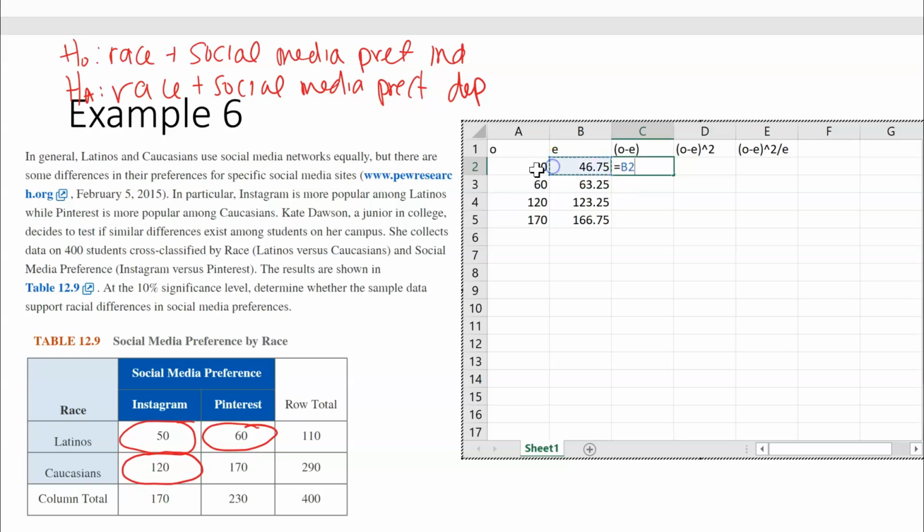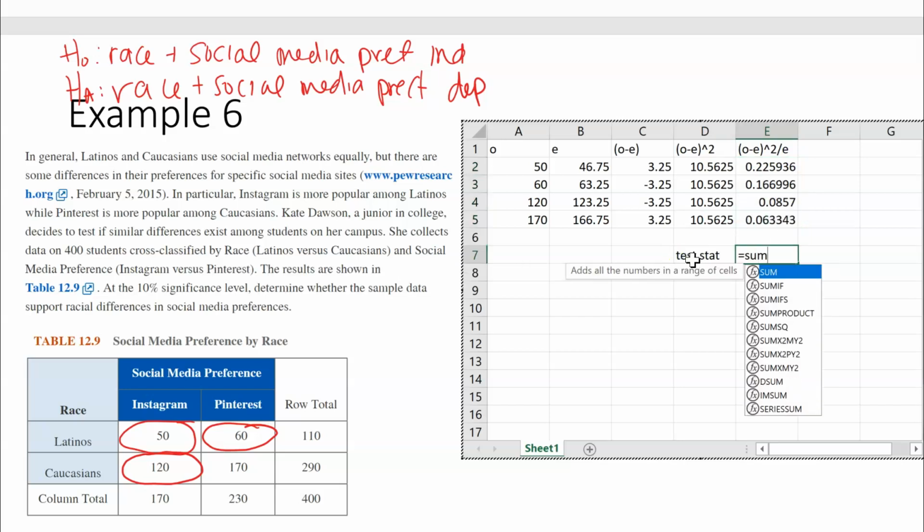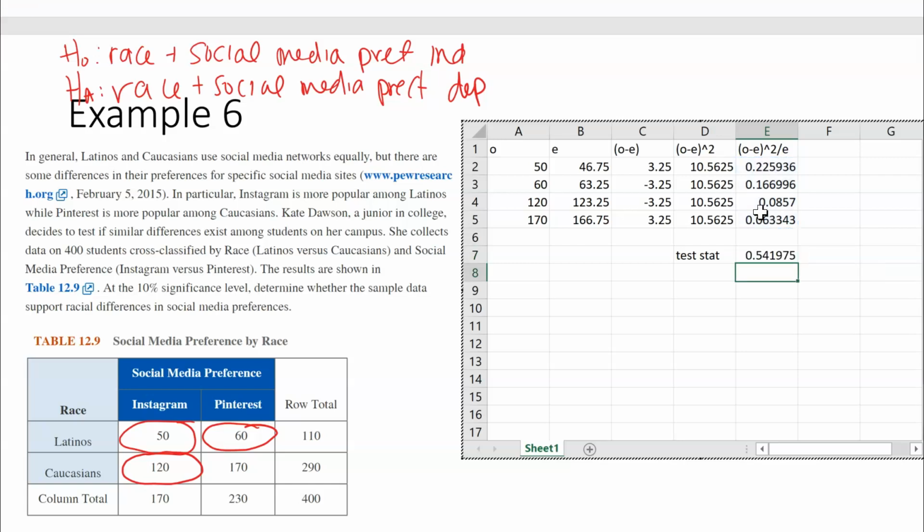And so O minus E, and then squared. Drag it down. Divided by E. Our test statistic is equal to the sum of this column, and so our test statistic here is 0.5420. Our chi-squared test statistic is 0.5420, the way that it rounds.